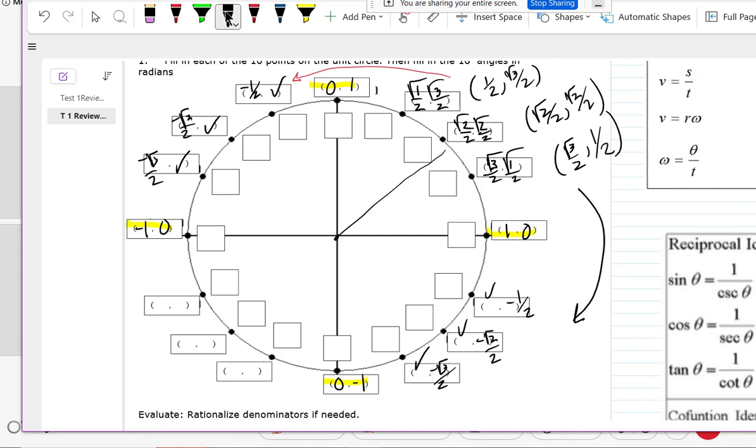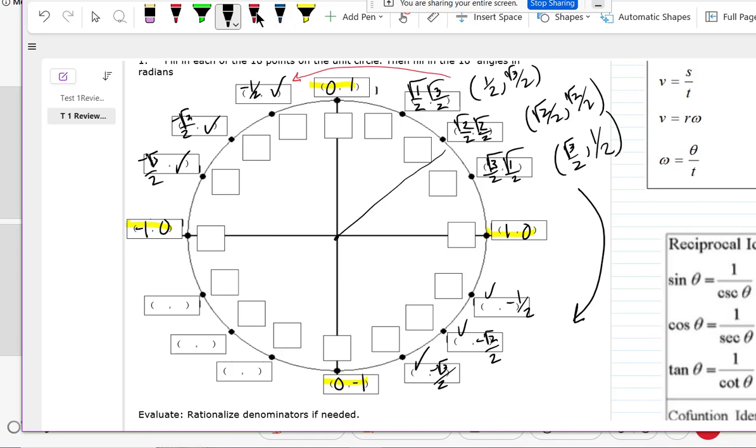Okay. And then over here, it's basically a reflection. It would be kind of the same way. Okay. Do you guys understand how I came up with that? Okay. All right. So that's how you can come up with that.